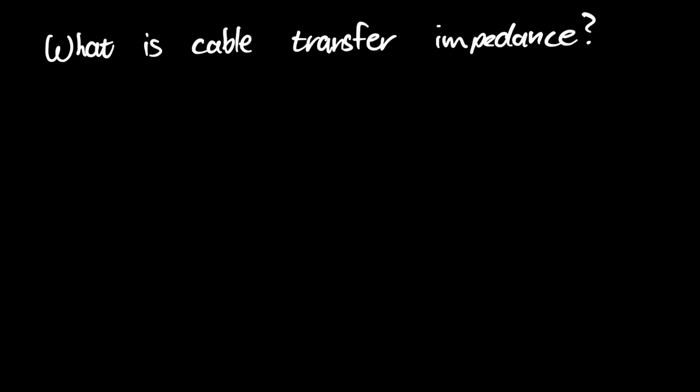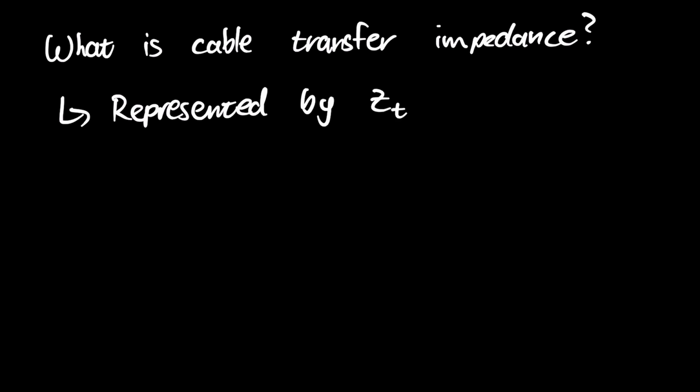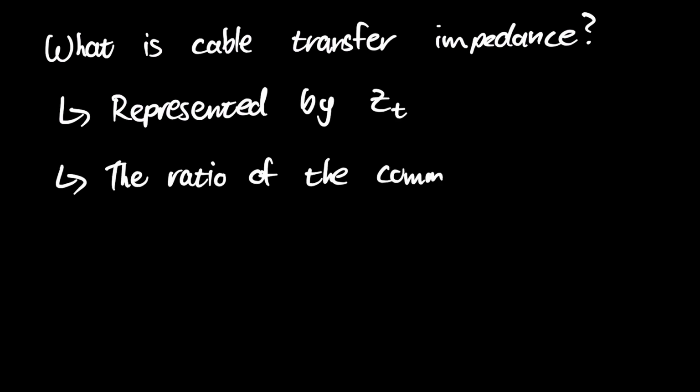Cable transfer impedance, which is generally represented by Z subscript T, is a metric which represents the ratio of the common mode current on a cable to the differential mode voltage which is induced across that cable.